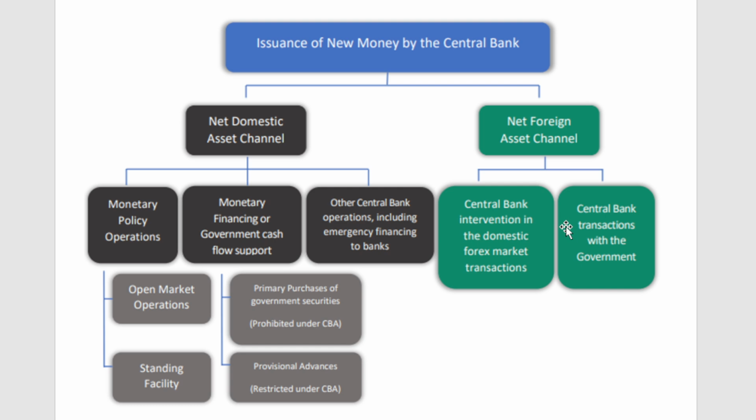Second thing under increase of net domestic assets is monetary financing. With the implementation of the new Central Banking Act in September 2023, Central Bank is being prohibited in relation to purchase of government securities primarily. However, provisional advances could be accommodated, however, that is also restricted. Third one is central bank can issue money by way of operations and emergency financing to banks.